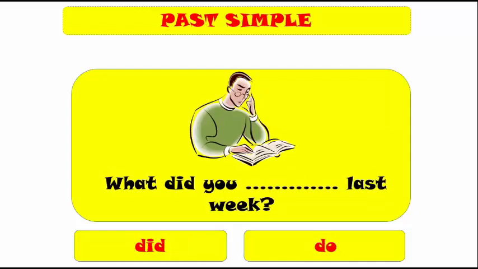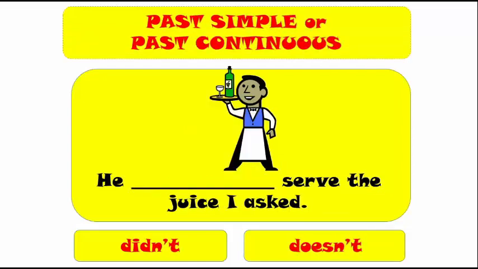Next one. What did you do last week? Mona, what did you do last week? Why do we use do? Because after did and didn't we must use the infinitive form. Next one. He didn't serve the juice, I asked. What is the answer? Didn't. Why did you use didn't? Because it's past. How did you know? Because we have asked here. Asked is past simple, so we have to use past simple.